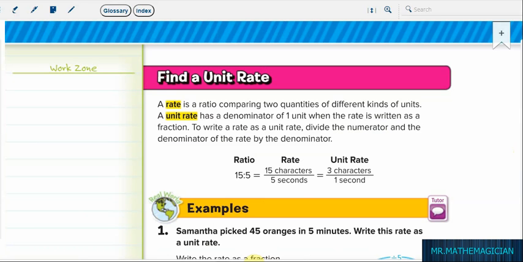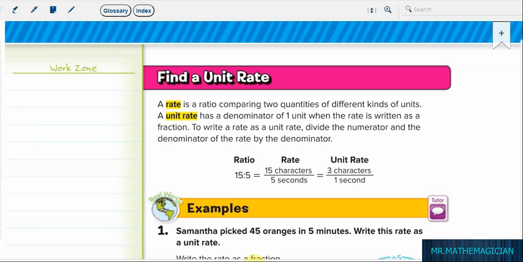A rate is a ratio comparing two quantities of different kinds of units. A unit rate has a denominator of 1 unit when the rate is written as a fraction. To write a rate as a unit rate, divide the numerator and denominator of the rate by the denominator.